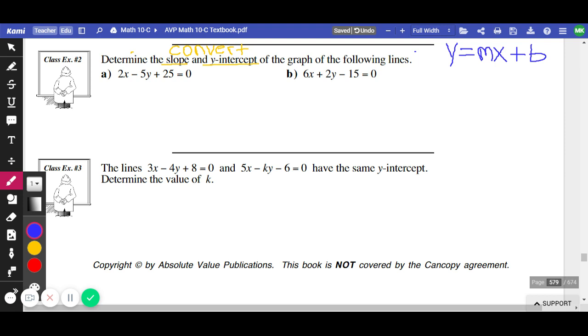To get y by itself, in this case, I think it's easier to just move the y's to the other side. To move the y's to the other side, I would do the opposite of minus 5y, so I would add 5y to both sides. Now, cancel it over here, and then I'm left with 2x plus 25 equals 5y. Now I've got y on the other side by itself.